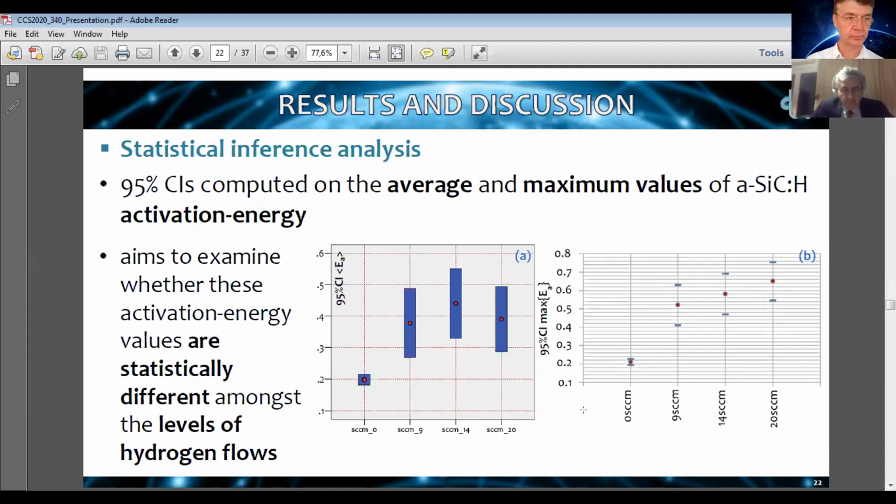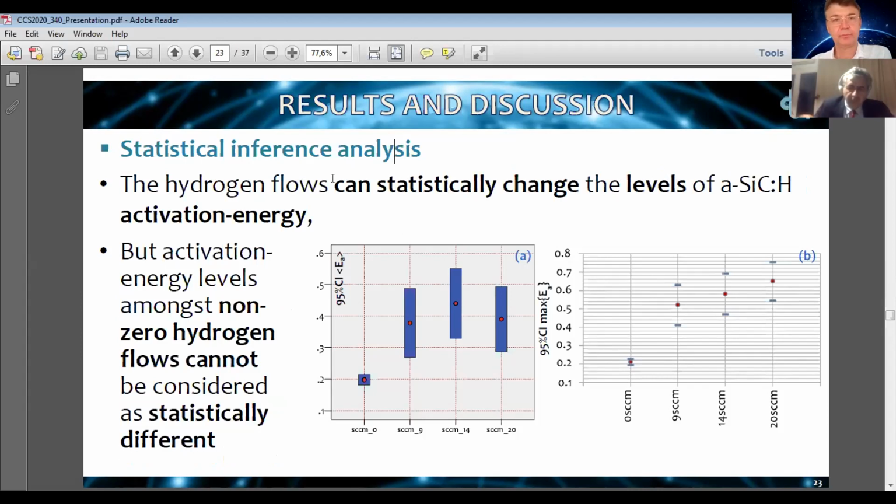In the same step, we computed a 95% confidence interval on the average and maximum values of the activation energy data of hydrogenated thin a-SiC films, in order to examine if these activation energy values are statistically different among different levels of hydrogen flows. Of course, the major observation is that we found a statistically significant difference between the zero level and the non-zero levels of hydrogen flows. One conclusion was that when we apply hydrogen flows, we get better structures of this component.